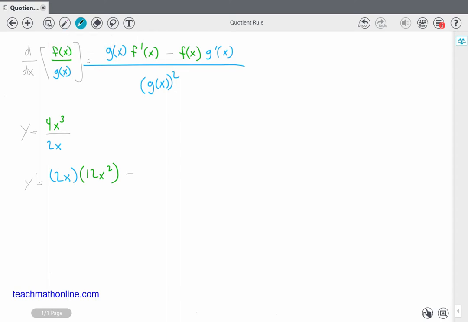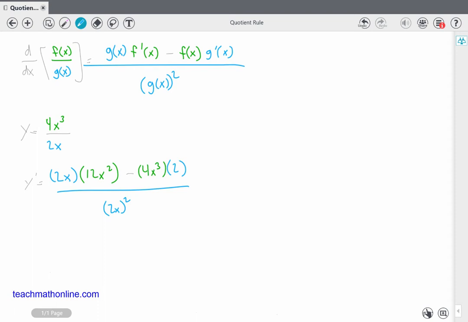minus the top, which is 4x to the third, times the derivative of the bottom, which is just going to be 2. And this is all going to be divided by the bottom squared.